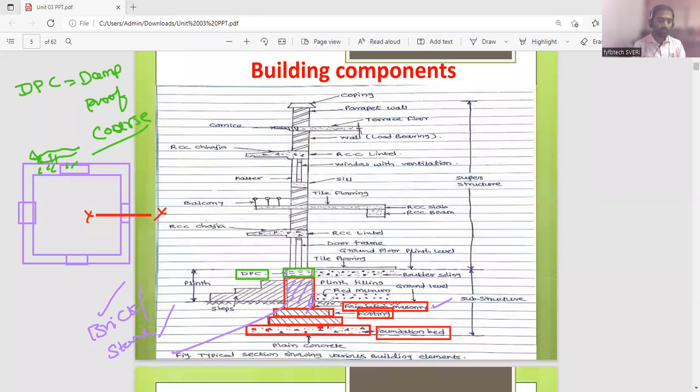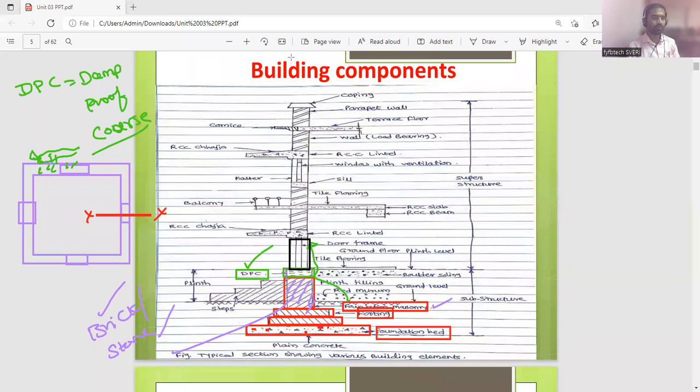This means, look here, below the ground level there may be water, there is groundwater below the ground level. Soil has some moisture content, and that moisture should not enter your building. That's why above the foundation masonry we are putting the DPC, damp proof course. Okay, then after the DPC, what is there? This is the entire wall. Okay, this is called the wall.